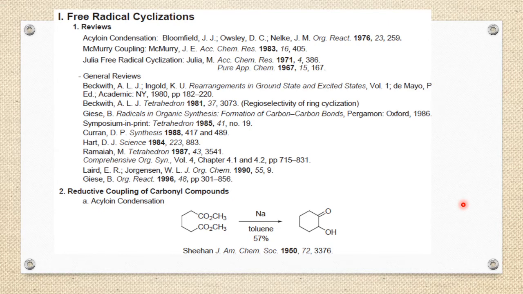There are other free radical cyclizations which we can look upon. You have acyloin condensations, wherein you have free radicals involved in cyclizations, radical coupling, and other free radical cyclizations. All these things come under free radical cyclizations one way or the other. You look at reductive coupling of carbonyl compounds, basically an acyloin condensation of a diester. In the presence of sodium in toluene, we get an alpha hydroxy ketone, which is a cyclic ketone.